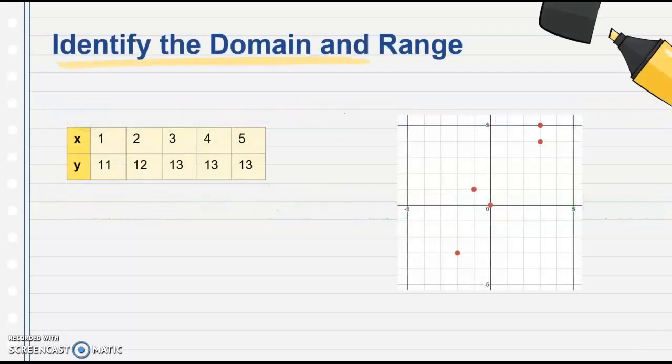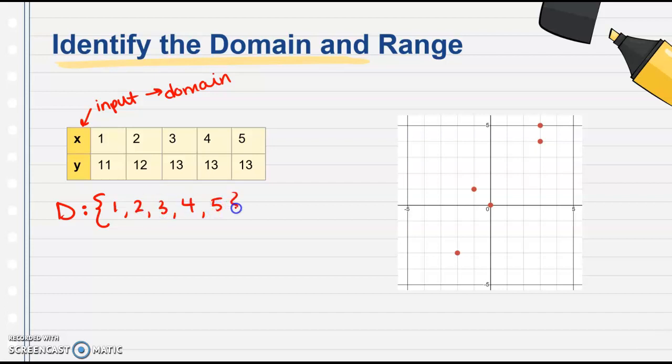So let's do a couple examples. Identify the domain and range. So here I have a table and I have a graph. So the table, if you remember, x corresponds to input, which is the same thing as our domain. So I am going to use set notation again, and I'm just going to list out the members of my domain or my x values. So I have a 1, 2, a 3, a 4, and a 5, and I'm going to close that mustache bracket. The range is the same thing as our y's.